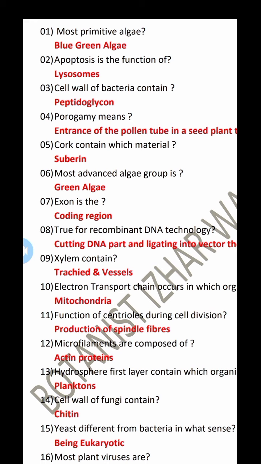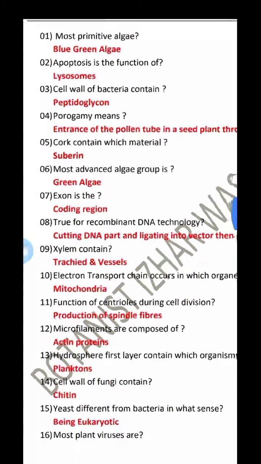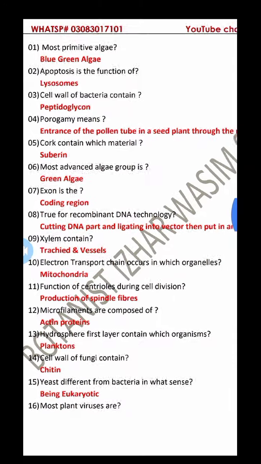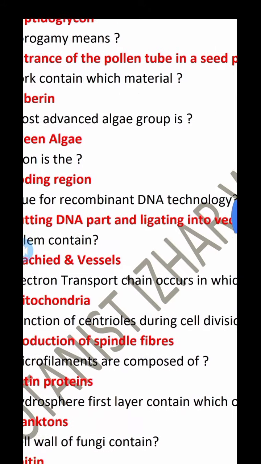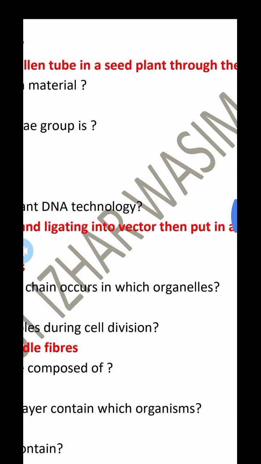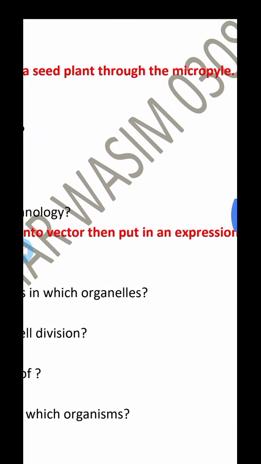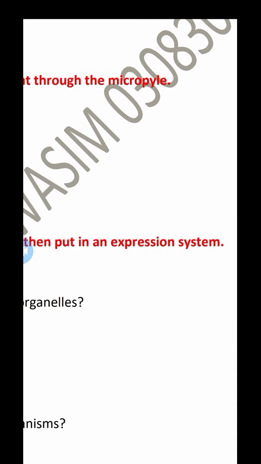Here is MCQ number 8. Which is true for recombinant DNA technology? The correct answer: cutting the DNA part and ligating it into a vector, then putting it in an expression system.